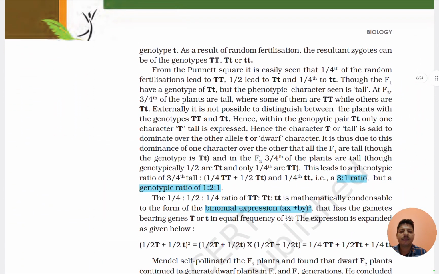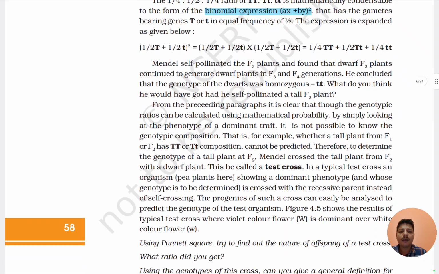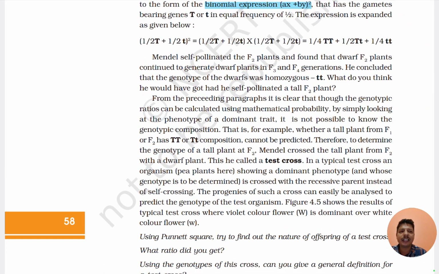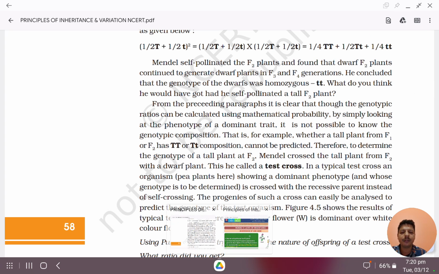Next, the same things are given: 3:1 phenotypic ratio, genotypic ratio will be 1:2:1, and there will be the binomial expression (ax + by)². We already saw this in the PDF. And then some crosses are given, test cross and back cross, which we are going to cover. Next, shifting to the PDF.